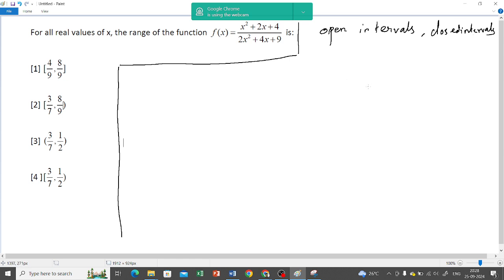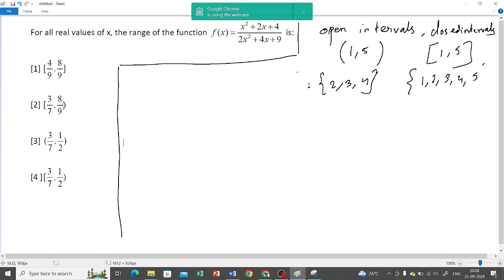Anybody? See, an open interval is given by parentheses. For example, if I write open interval 1 comma 5, the values are 2, 3, 4. If I write closed interval 1 comma 5, the values are 1, 2, 3, 4, 5. Do you understand the difference? Closed interval means including the limits. Open interval means not including the limits.